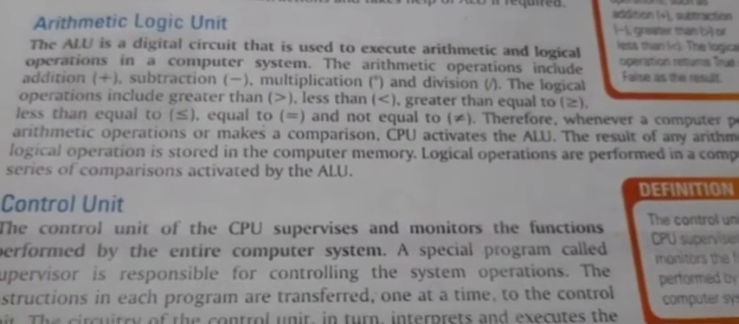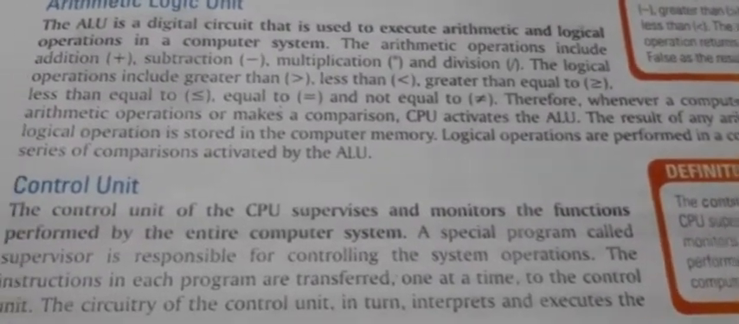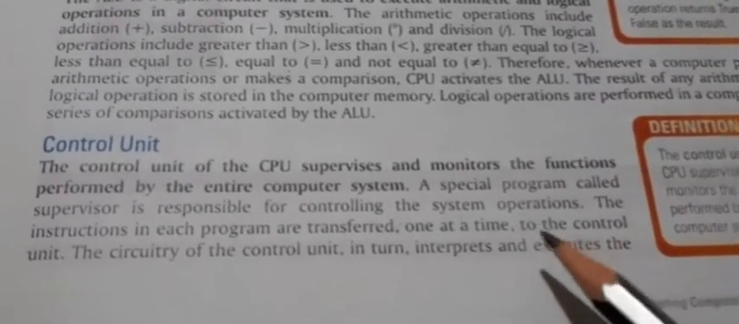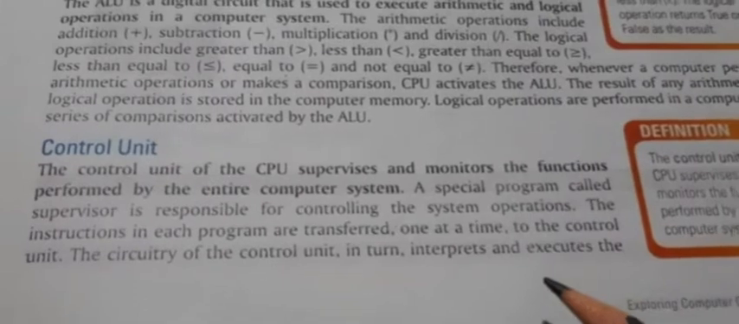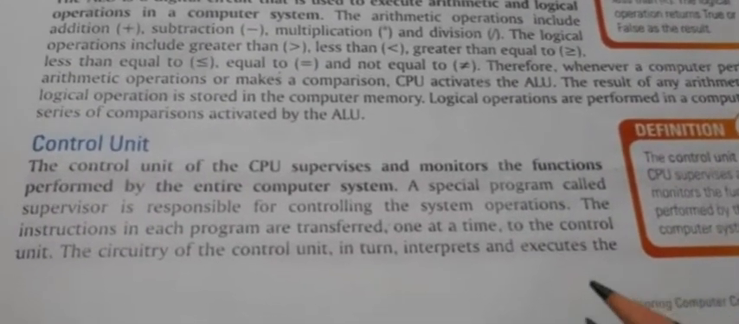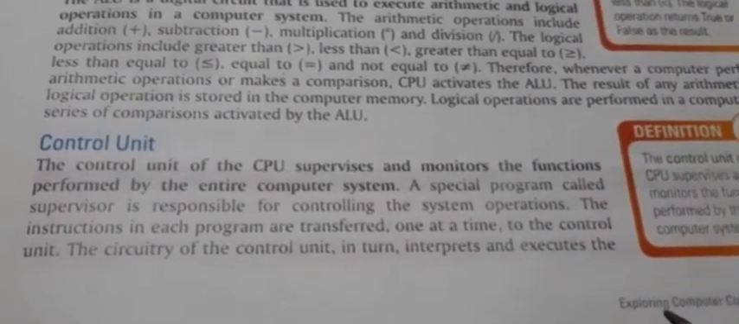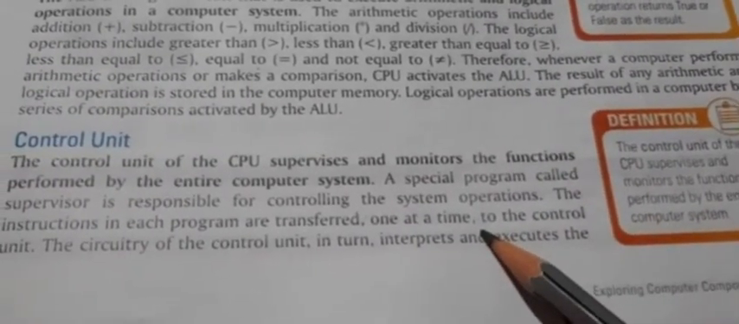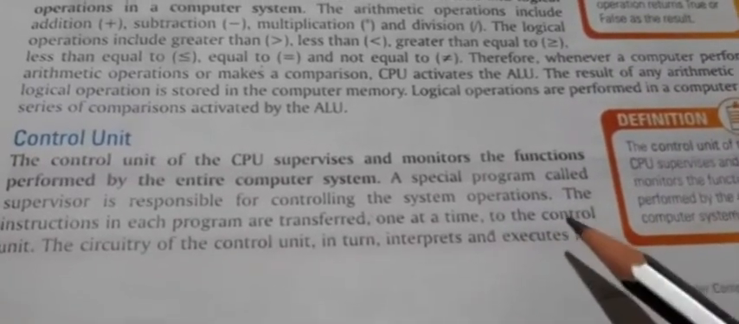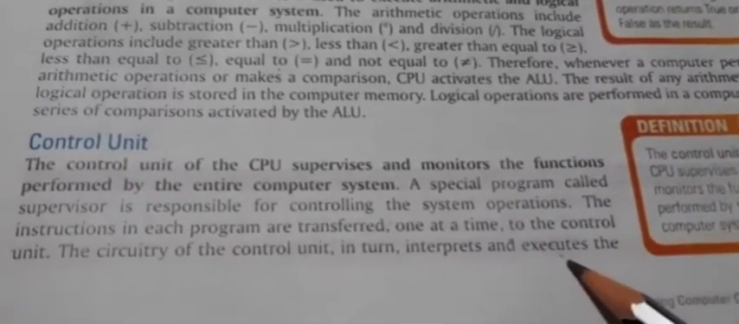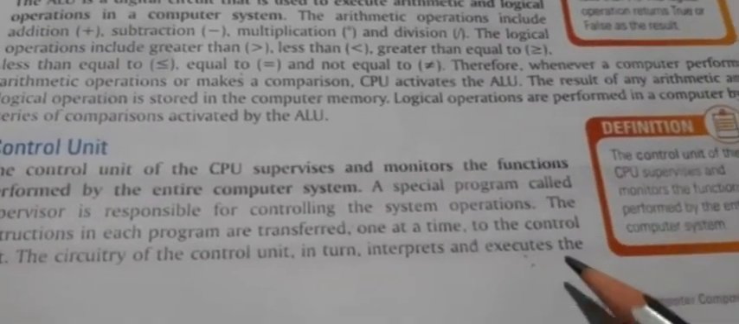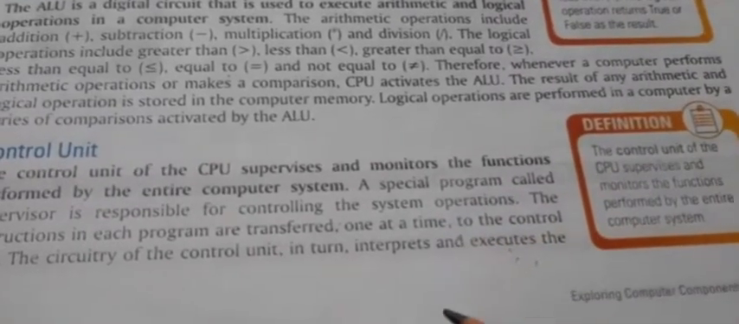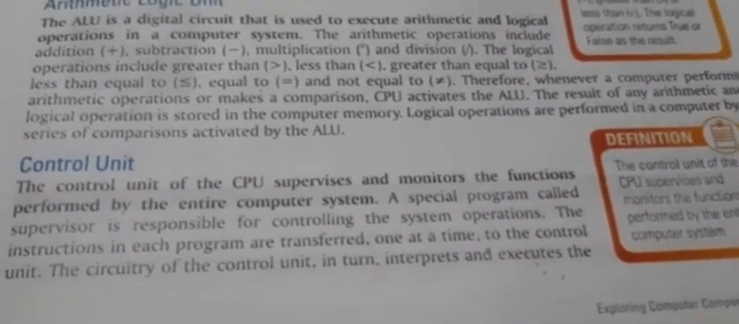And after that, the control unit. You can say the control unit is like a supervisor of the computer, meaning it controls the whole computer service. Whatever the computer is doing inside the CPU is controlled by the control unit. It controls the function of input devices, the function of output devices, the function of memory storage, every hardware component.